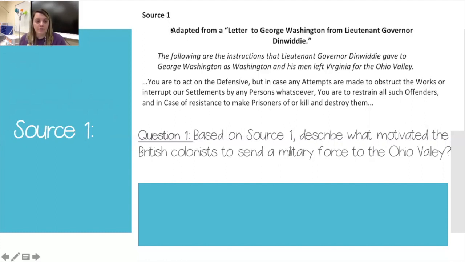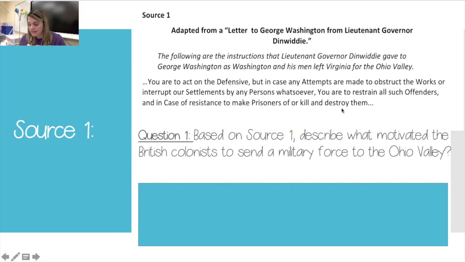So source one, adapted from a letter to George Washington from Lieutenant Governor Dinwiddie. The following are the instructions that Lieutenant Governor Dinwiddie gave to George Washington as Washington and his men left Virginia for the Ohio Valley. And this is obviously a little excerpt from it. He is saying, you are to act on the defensive, but in case any attempts are made to obstruct the works or interrupt our settlements by any persons whatsoever, you are to restrain all such offenders, and in case of resistance, to make prisoners of or kill and destroy them.